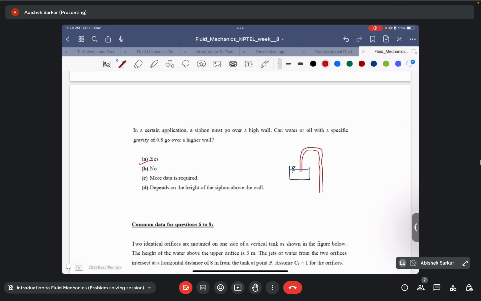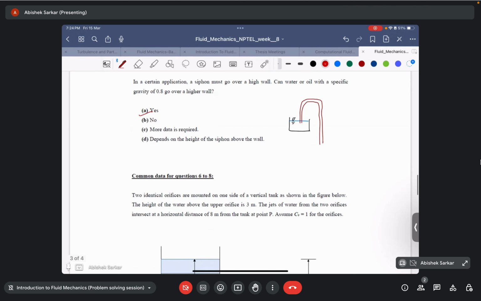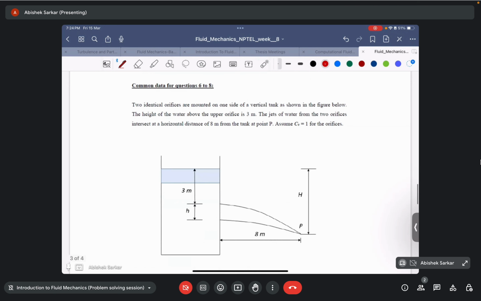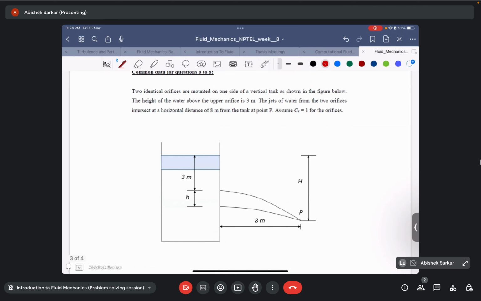So now let us look into question 6-12, which is a common data type question. Now let us look into the diagram and its corresponding question. The question is, two identical orifices on one side of the vertical tank are shown in the figure given below. So these are the two orifices, this and this.